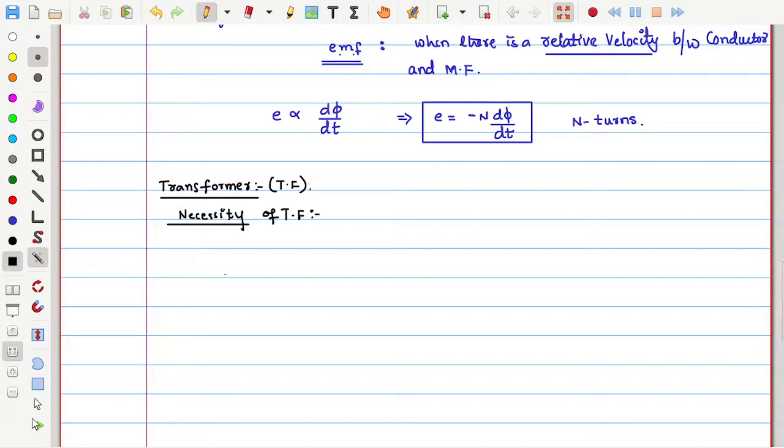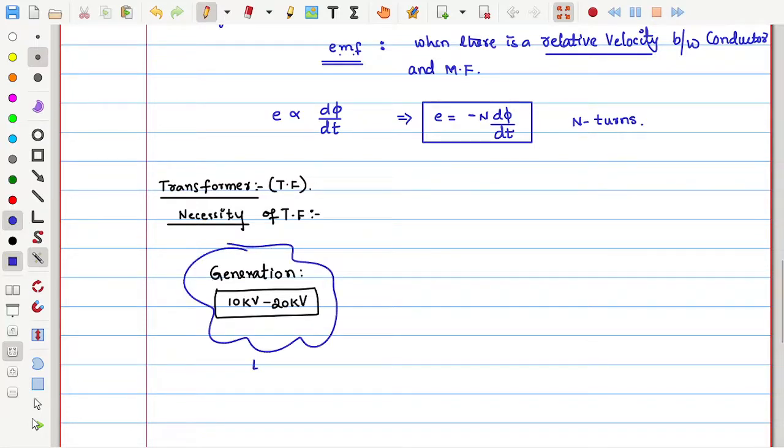So in general, power generation takes place in the range of something like 10 kV to 20 kV. The voltage at which the power is generated is 10 kilovolts to 20 kilovolts. And usually these generating stations are located in remote places, wherever resources are available, like coal, or wherever wind is available, like on top of hills or some geographical location. So these generating stations are located in remote places.